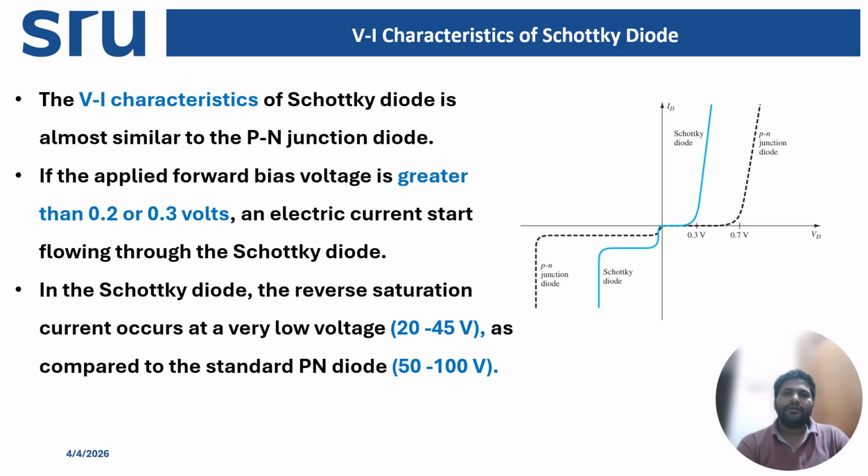So, what are the IV characteristics of a Schottky diode? The IV characteristics of a Schottky diode are almost similar to the PN junction diode. In the case of a PN junction, if a forward bias voltage greater than 0.7 is applied, the electric current starts flowing. In a Schottky diode, current starts flowing at a lower voltage, and the reverse saturation current occurs at a very low voltage compared to the standard PN junction diode.